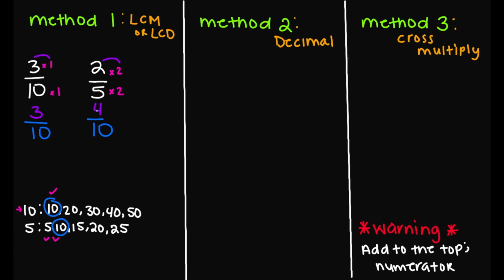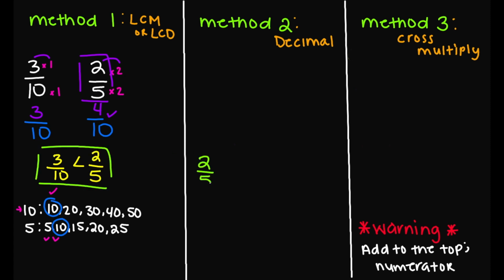So now if I compare the 3 over 10 and the 4 over 10, you can see that the 4 over 10 is greater, is a larger number. Remember, the 4 over 10 represents the 2 over 5 that we have here. So your final answer, if you were to compare this fraction, is going to be 3 over 10 is less than 2 over 5. Remember, you can also write it as 2 over 5 is greater than 3 over 10.